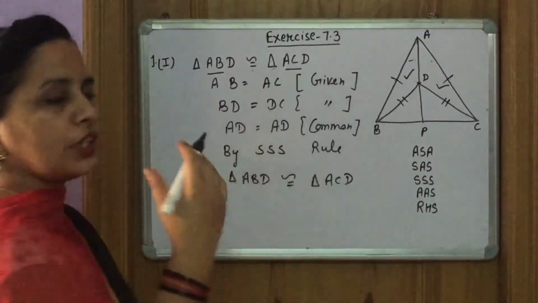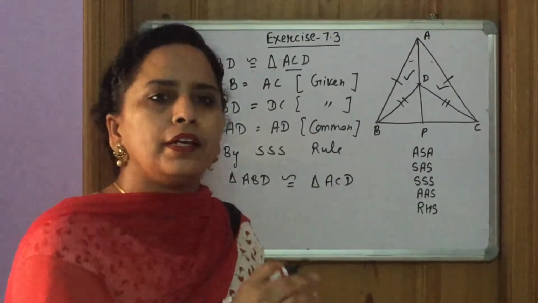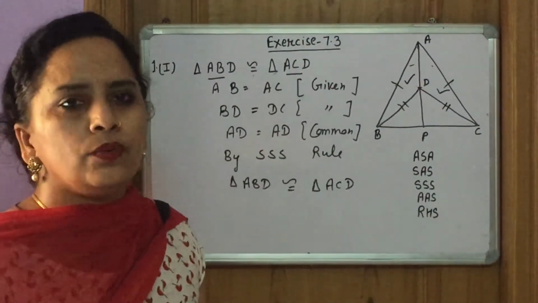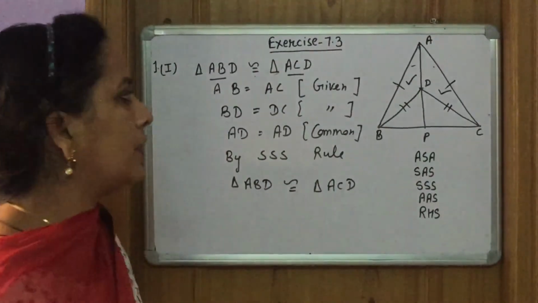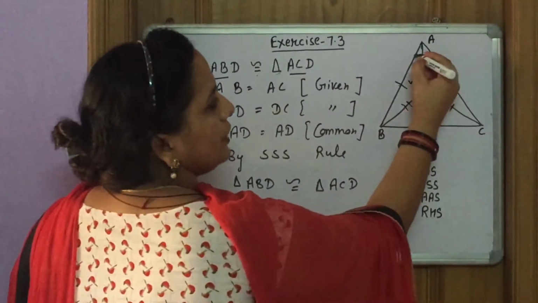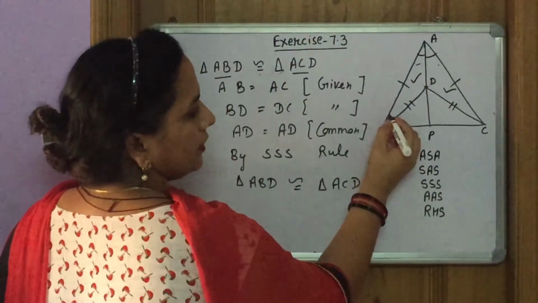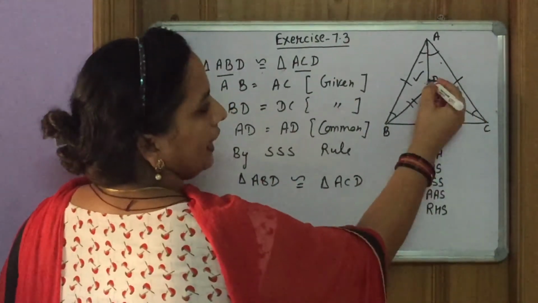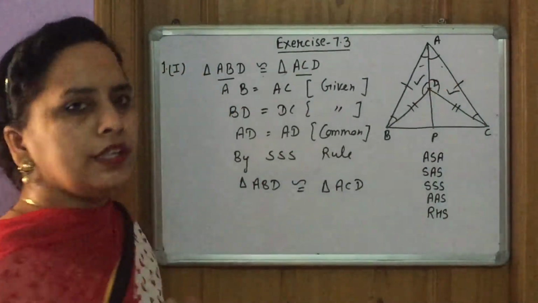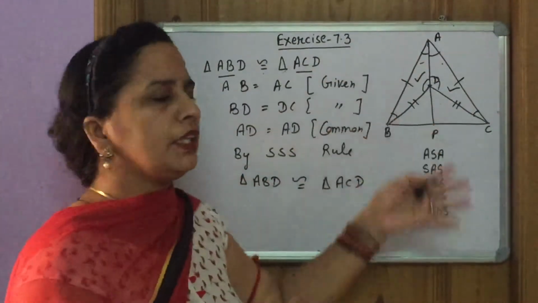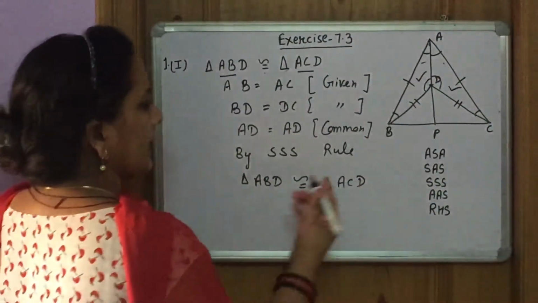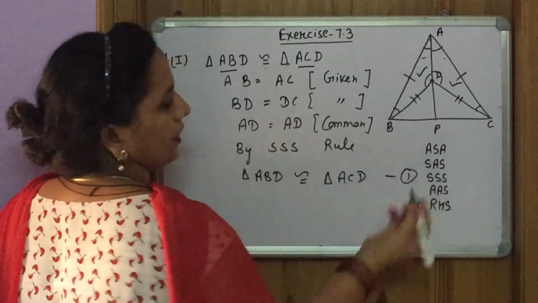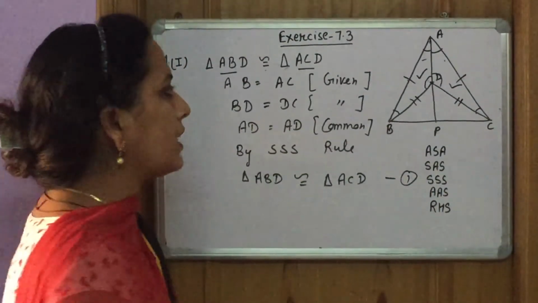And if these two triangles are congruent, then all its remaining parts are equal by the reason CPCT. So we can say that these two angles are equal, these two angles are equal, and these two angles are also equal. We will use this in other parts. So we can say that this is the first condition. Now we'll do the next part.